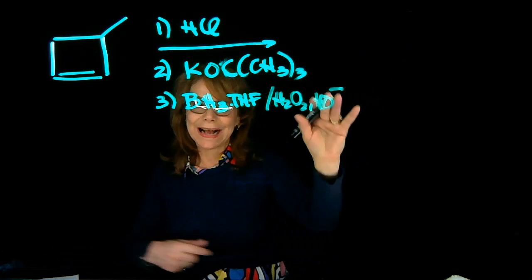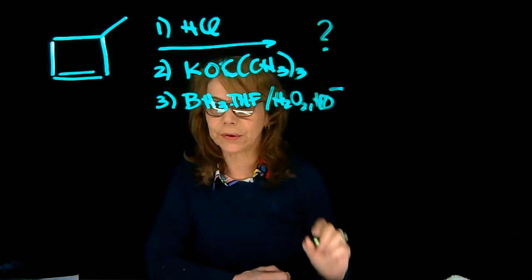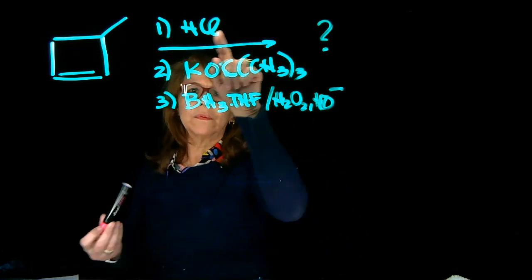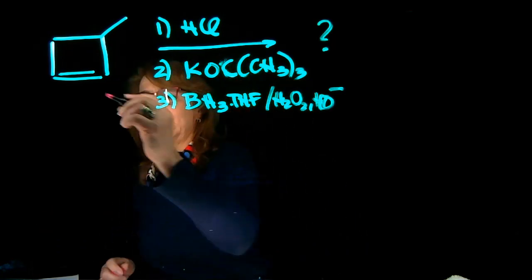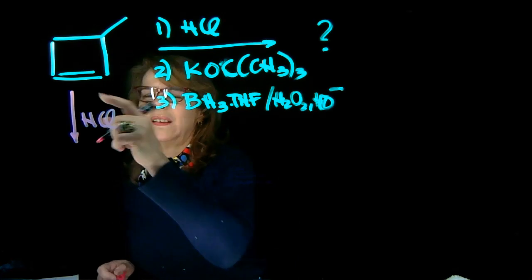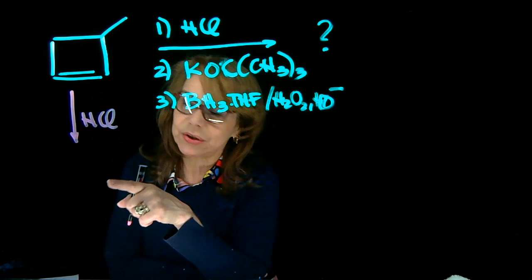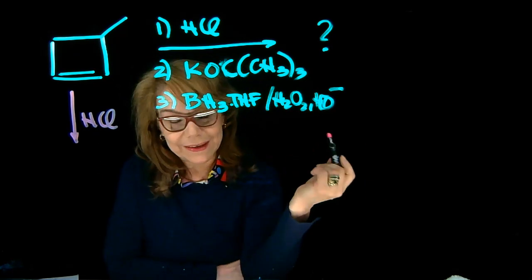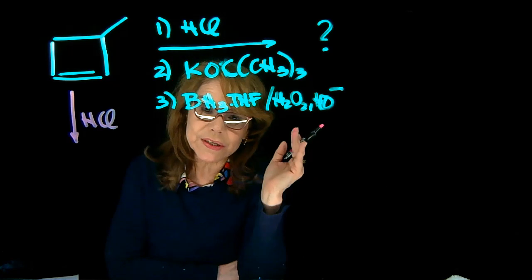So we're being asked to predict products here. So let's do that step by step. And so let's see what happens in the first reaction. The first reaction here is the hydrohalogenation of an alkene. And here, we will say typically that this reaction proceeds Markovnikov.